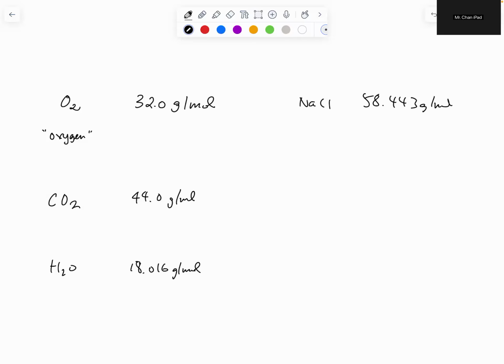Now I'm going to give you a few elements that you should know somewhat by heart. You should know hydrogen is about 1. Oxygen is about 16. Carbon is about 12. What else should you know? Sodium is about 23. Potassium is 39.1. And it will be good if you know chlorine is 35.45.